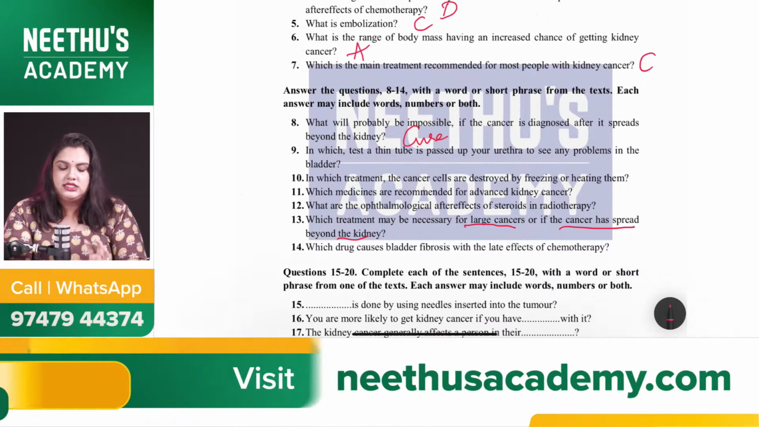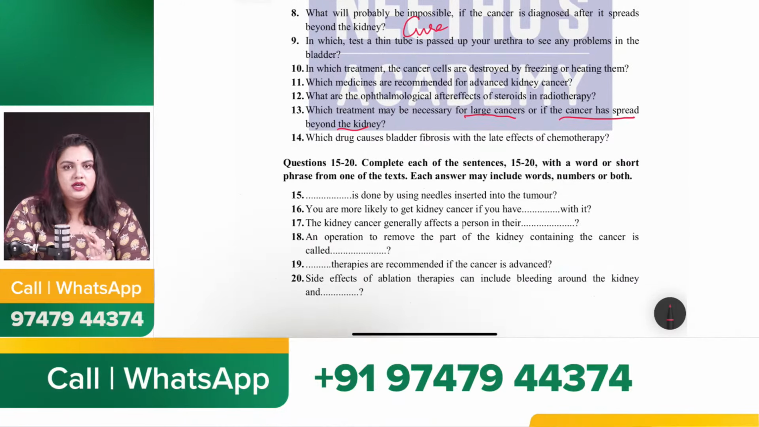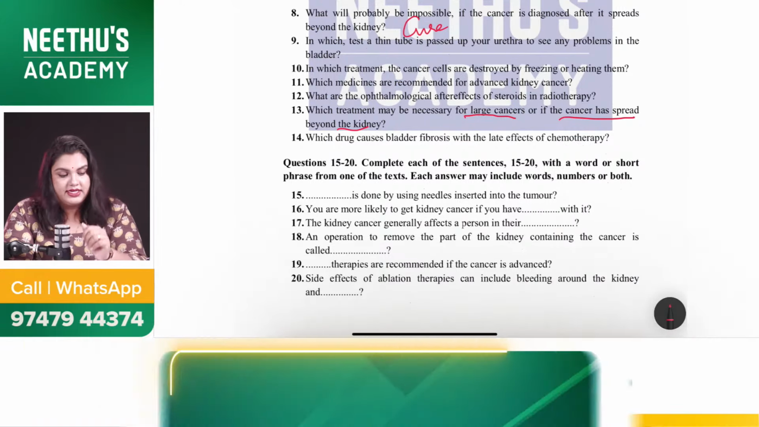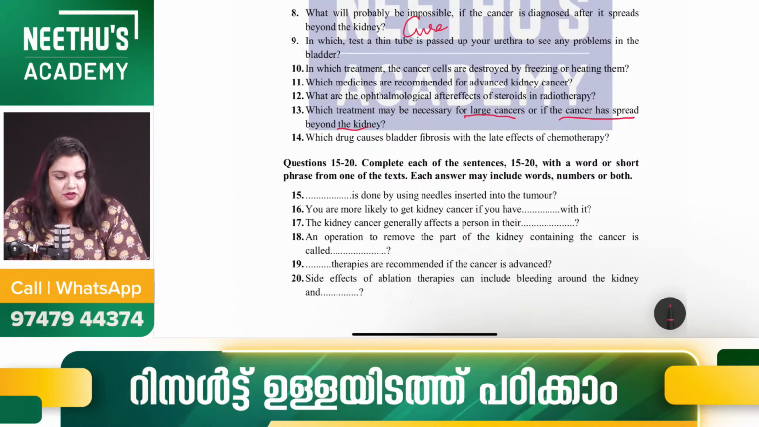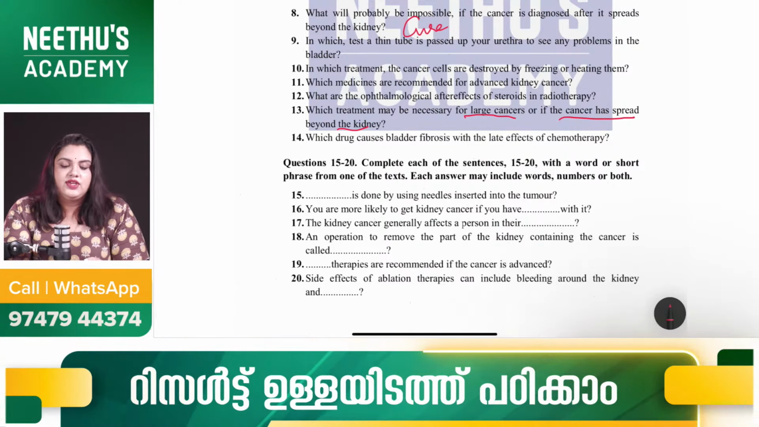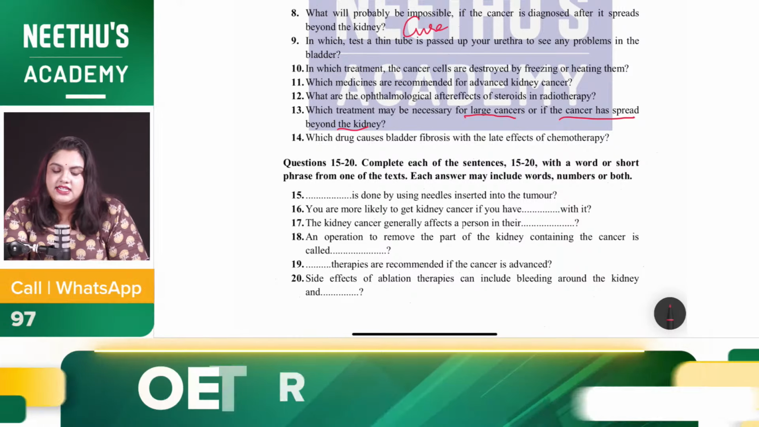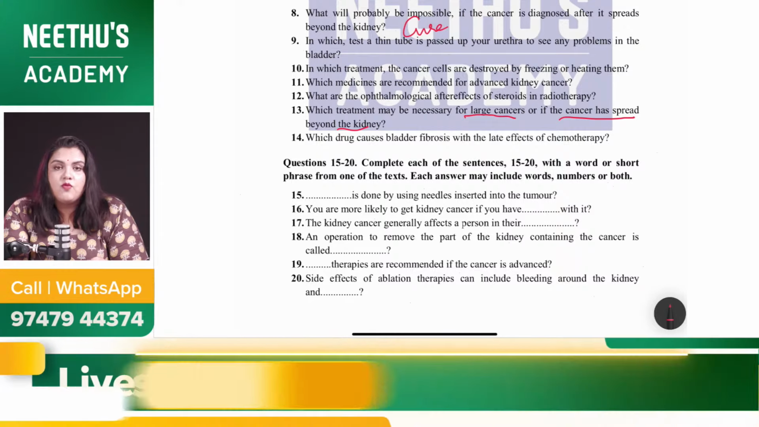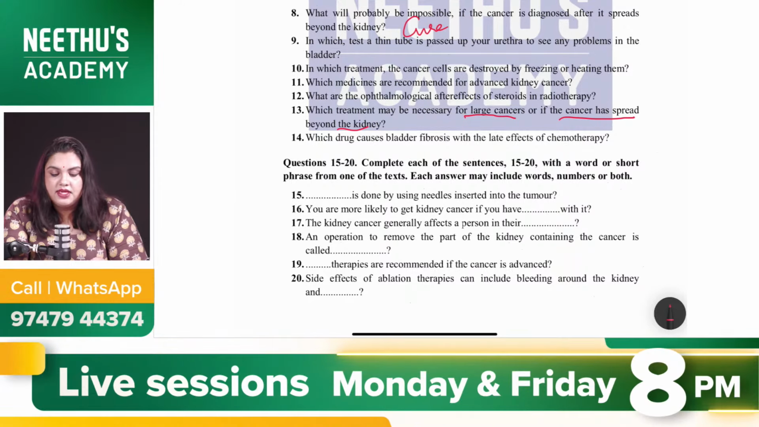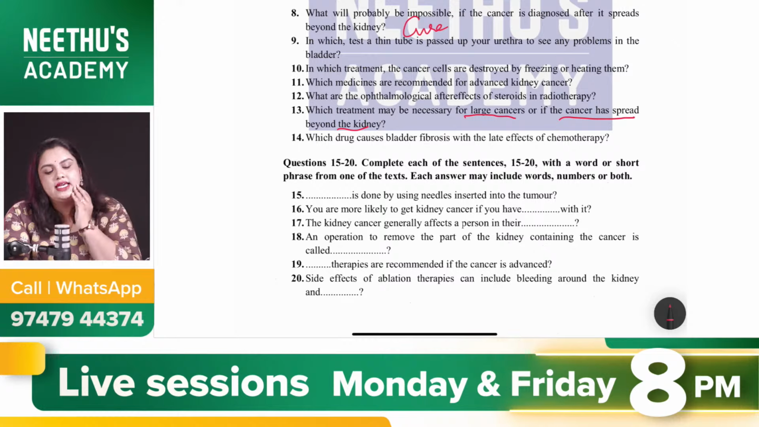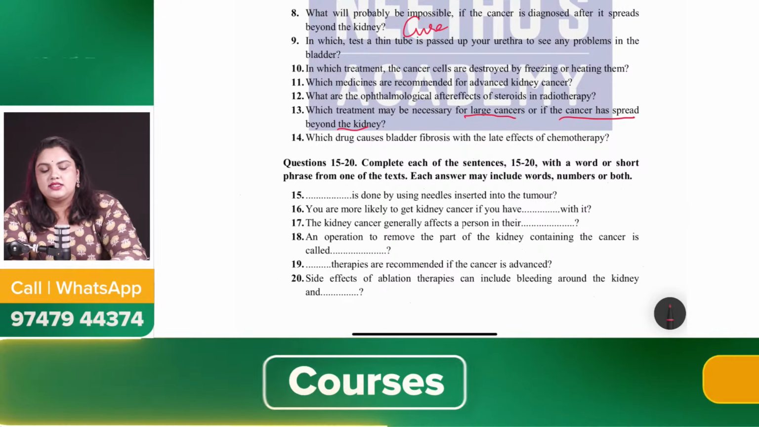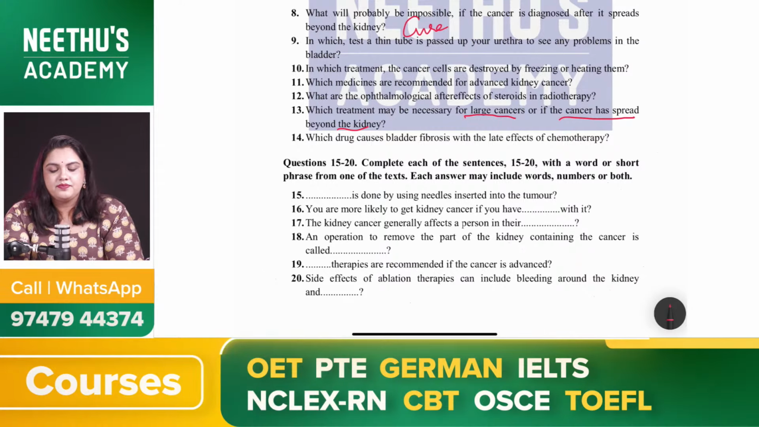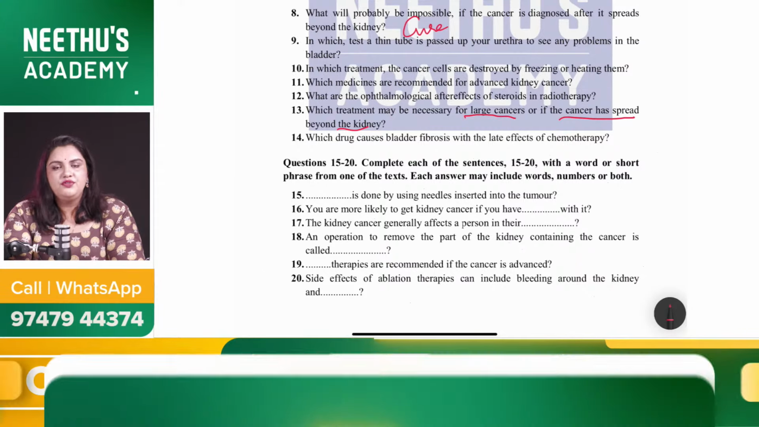So we completed that section. Let's move on to the last 6 questions, that is questions 15 to 20. Yes, Megha, your answer to question number 14 is correct. Complete each of the sentences 15 to 20 with a word or a short phrase from one of the texts. Each answer may include words, numbers or both. Again, it's more or less like filling in the blanks. The blank can be a word, a phrase or a number. You have to fill that in.